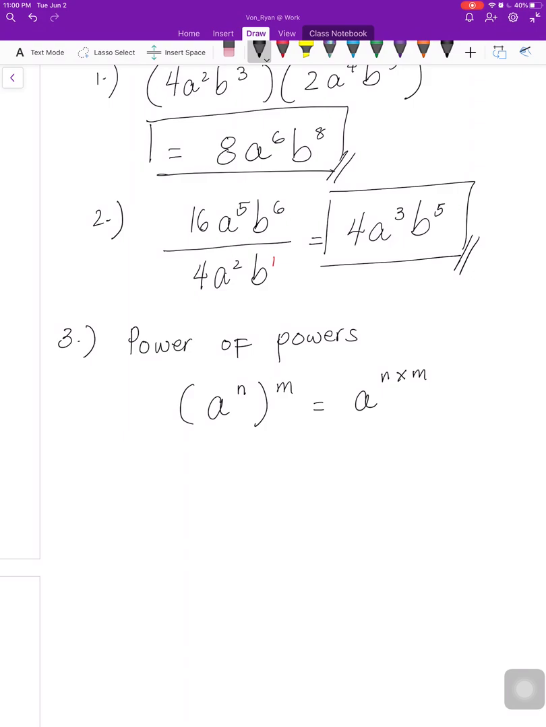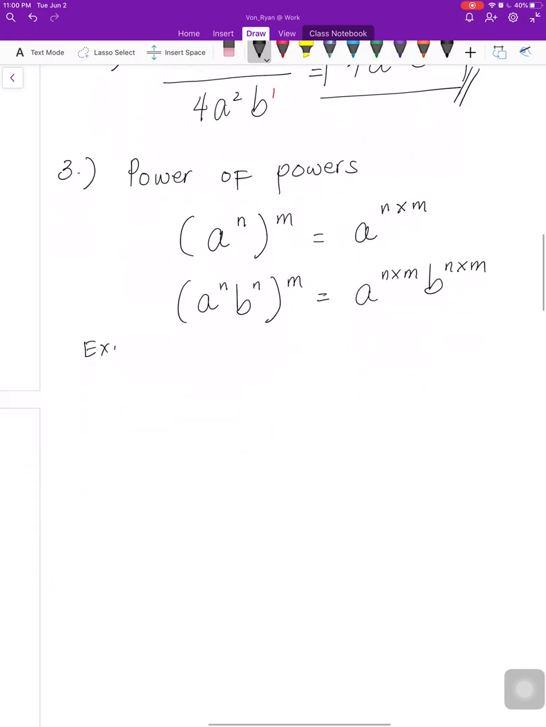Now, if you have more than one variable, so suppose you have a raised to n, b raised to n raised to m, and that would be a raised to n times m, b raised to n times m. Let's look at an example or examples.